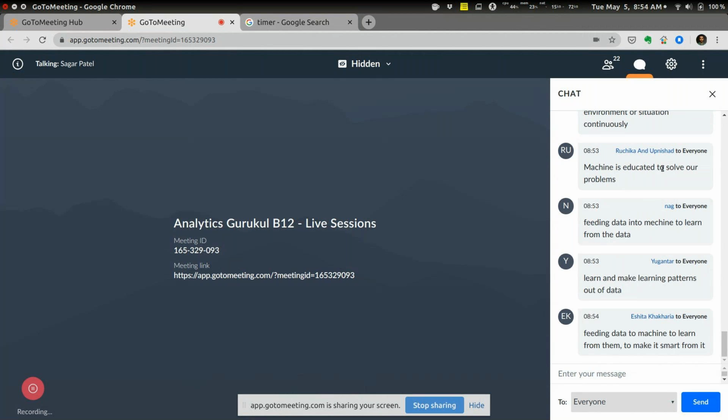Ishita says, feeding data to machine to learn from them and make it smart from it. Yes. It is interesting that half of you have used the words machine and learning in the same sentence, trying to summarize machine learning. What kind of definition is that?